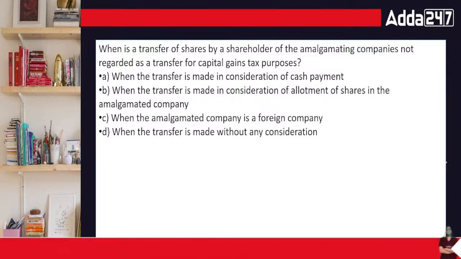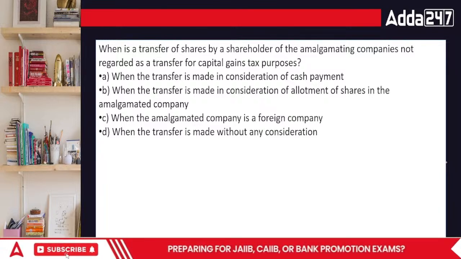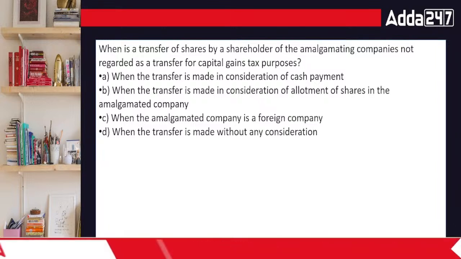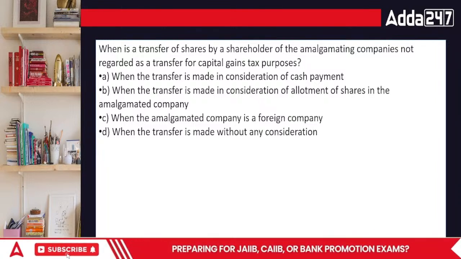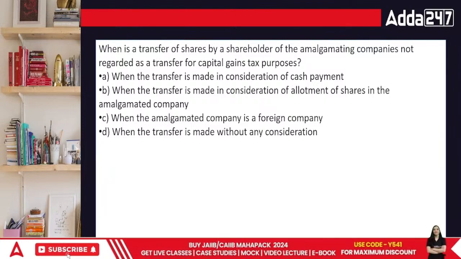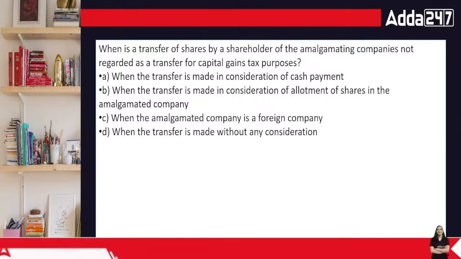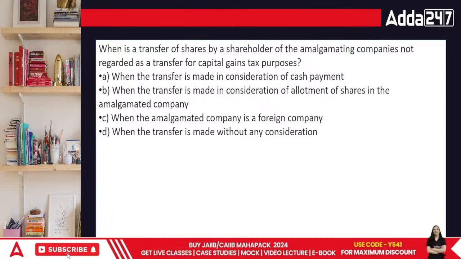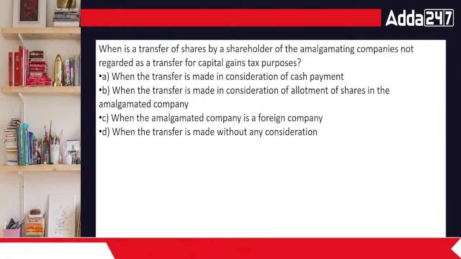Chaliye, let's look at the next question. In case of transfer of shares, everyone, we're talking about the transfer of shares. Is the transfer of shares by a shareholder of an amalgamated company not regarded as a transfer for capital gain purposes when the transfer is made in consideration of cash payment, when the transfer is made in consideration for allotment of shares in the amalgamated company, when the amalgamated company is a foreign company, or when the transfer is made without any consideration? What's going to be the answer?